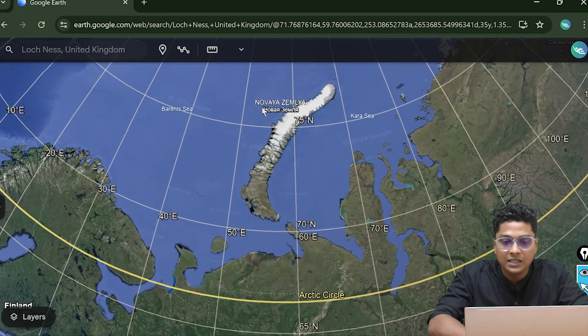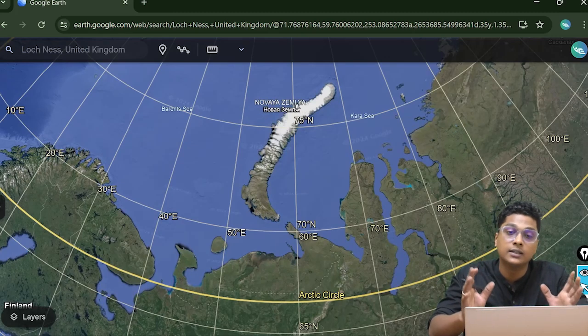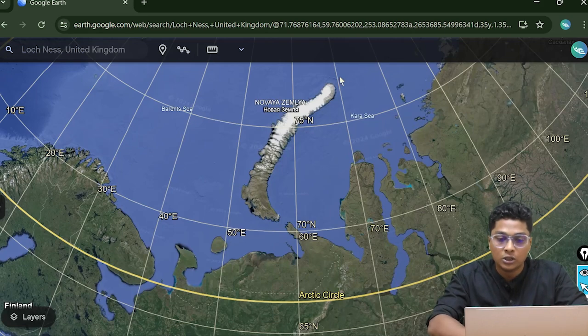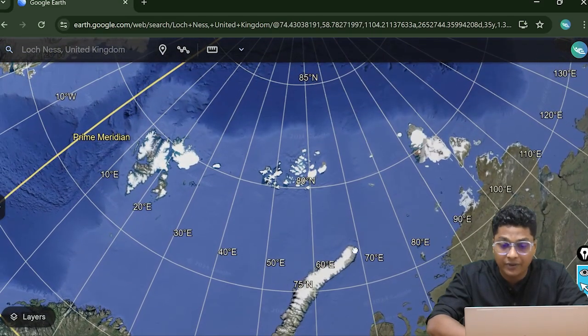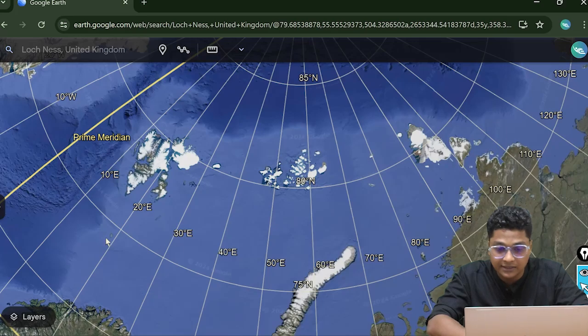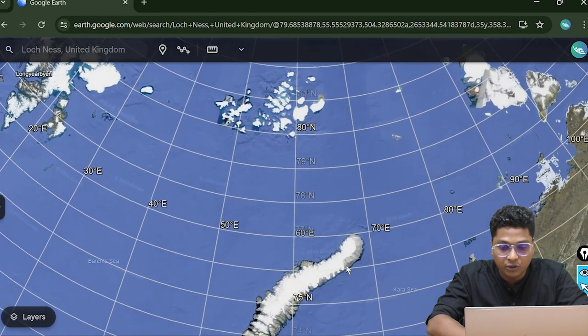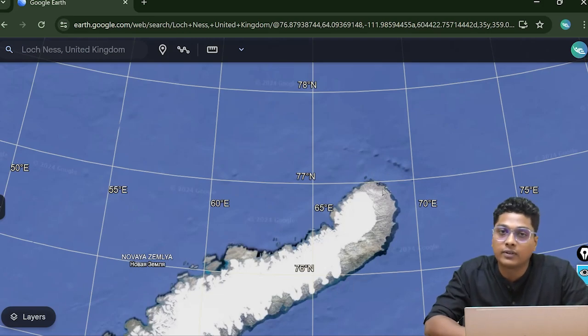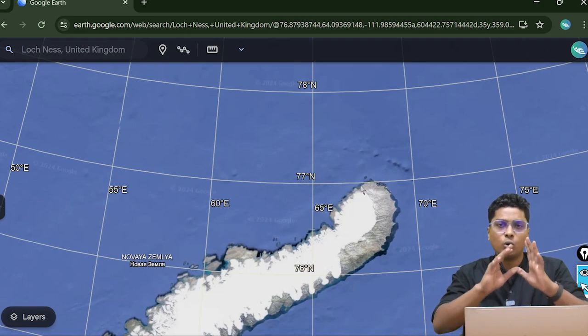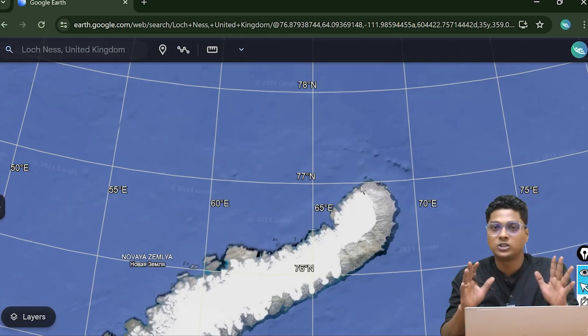Now this region, Novaya Zemlya. Zemlya means earth, right? Novaya means new. So here this portion is part of Russia. So here we are having the approximate extension of, if you are considering the islands or the mainland, this is generally considered as the northernmost extension of Europe. So here we have 77 degree north. So you need to know the approximate location, right?